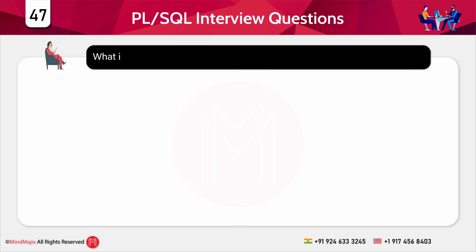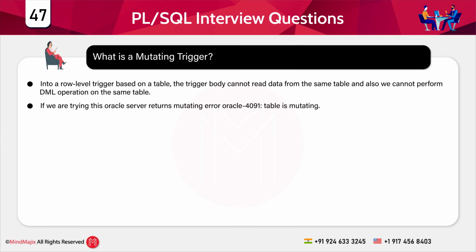The next question is, what is a mutating trigger? In a row level trigger based on a table, the trigger body cannot read data from the same table, and also we cannot perform DML operations on the same table.